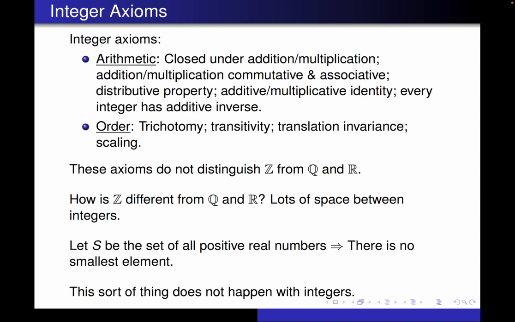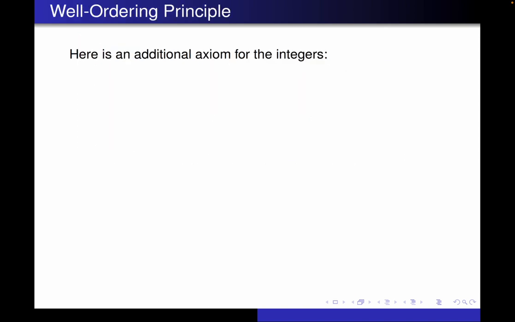However, this sort of thing does not happen with integers. So here is an additional axiom for integers. This is the one that distinguishes integers from all other number systems. It is called the well-ordering principle. So it's an axiom, which means we're assuming it.